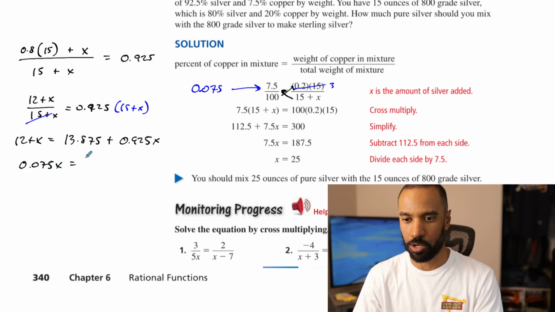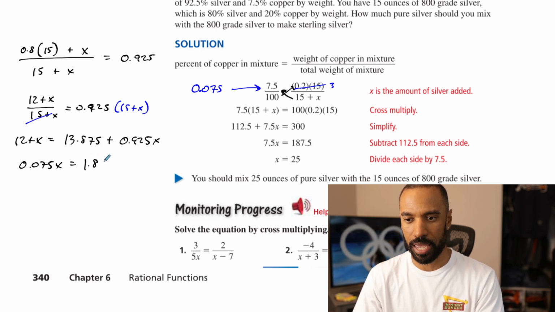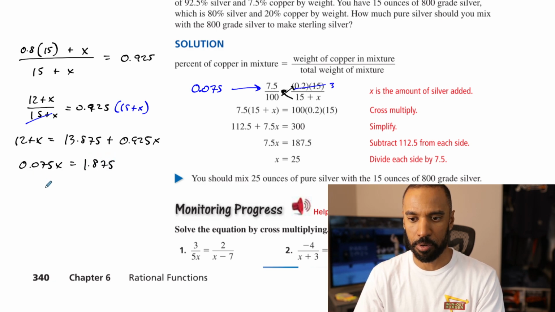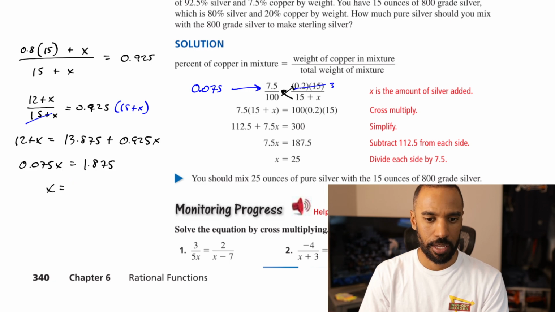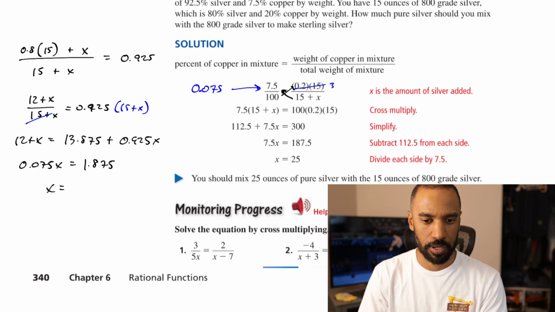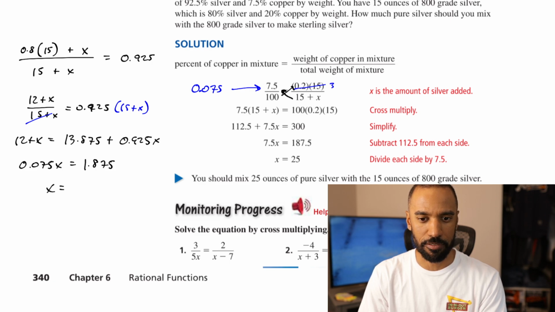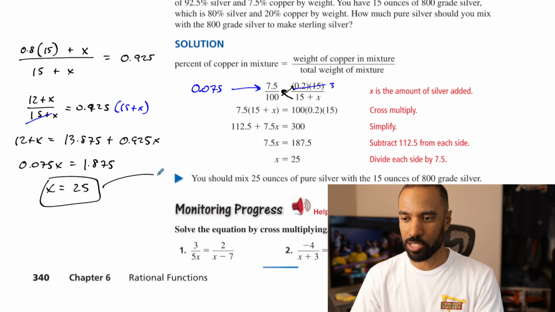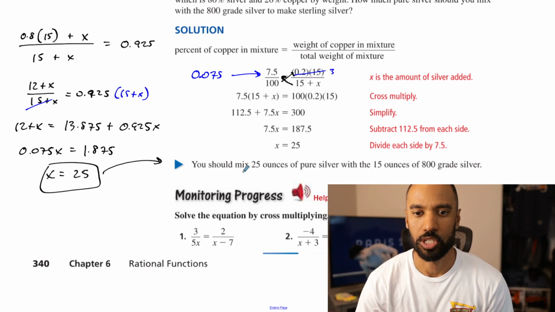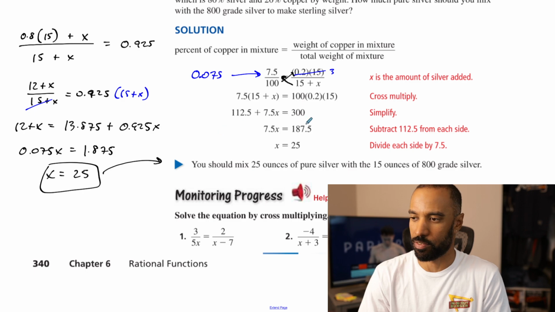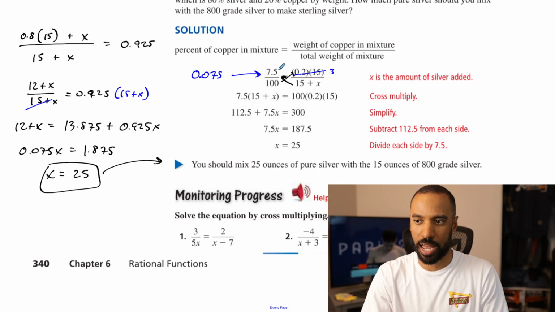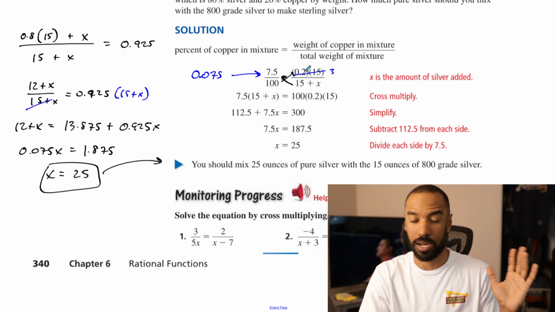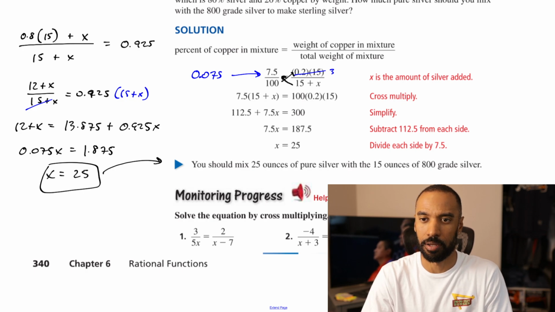0.075x, if you subtract, equals 1.875, and you divide both sides by 0.075, minus 12 and divided by 0.075, and you get 25. So I get x equals 25 this way. Same answer as they got before. So you should mix 25 ounces of pure silver with the 15 ounces of 800 grade silver. So you have two different options on how to do it. They're doing it based off the proportion set. I'm fine with it. I'll follow that if the problems are like that.